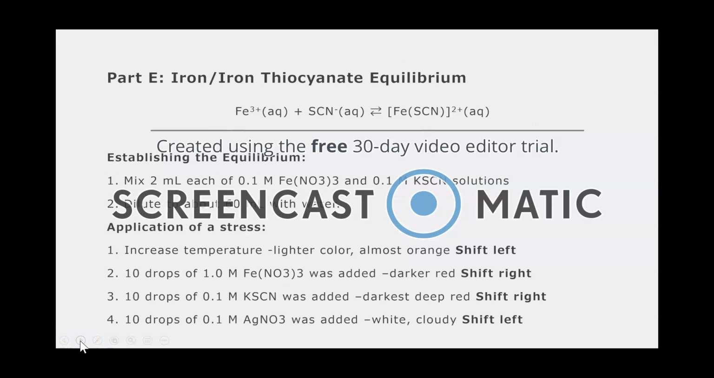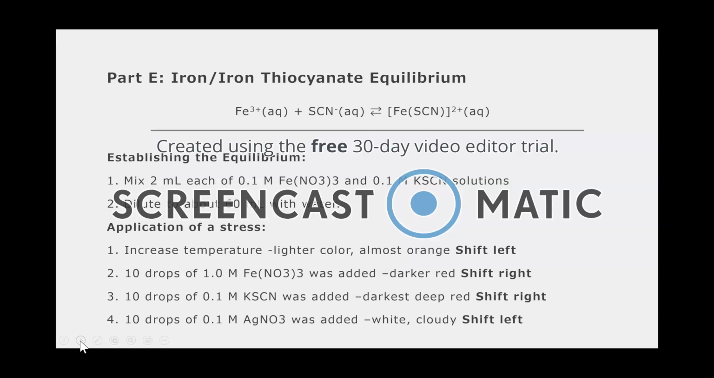The third part is Part E, the iron-thiocyanate equilibrium. The balanced equation was Fe3+ plus SCN- in equilibrium with FeSCN2+. To establish the equilibrium, 2 milliliters of 1 molar iron nitrate was mixed with 2 milliliters of 1 molar potassium thiocyanate. This solution was colorless, as well as the potassium thiocyanate.